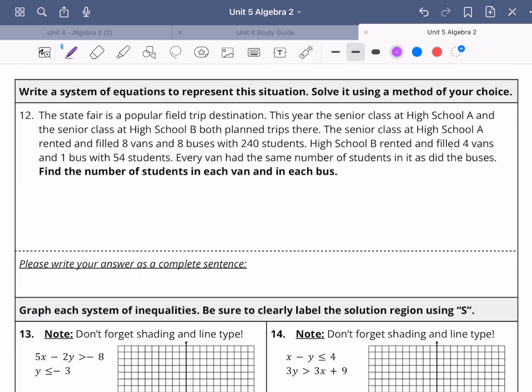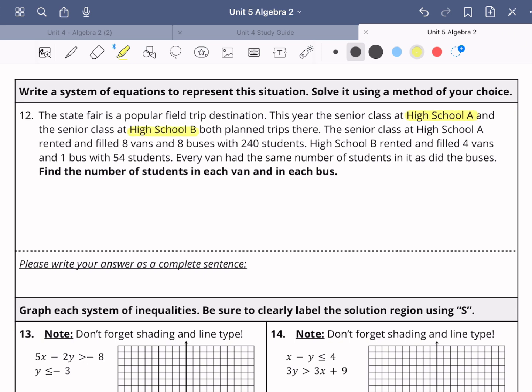So with this word problem, I'm going in assuming that you have already read it. I'm just going to look at some key points. We're dealing with a field trip. We have two different classes going on here: the seniors at high school A and high school B.